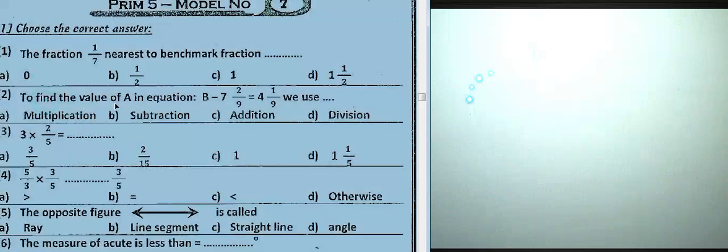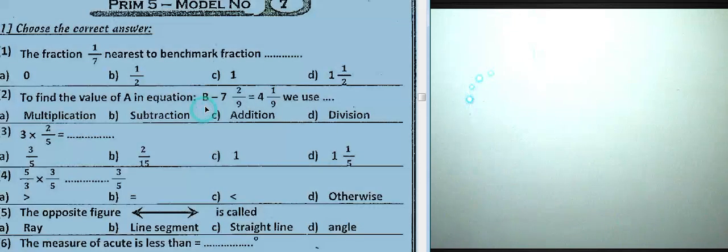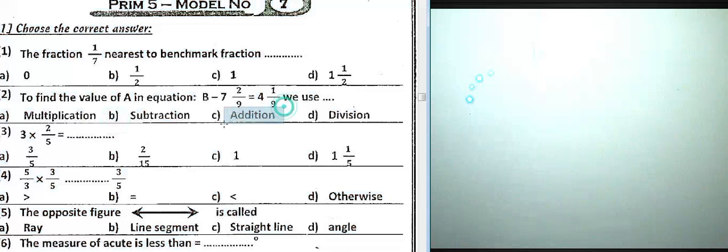To find the value of B in the equation B subtract 7 and 2 over 9 equals 4 and 1 over 9, we are asked about the value of B. This unknown B is the minuend. To find the minuend you must add the subtrahend to the difference. To find the value of the unknown here you must use addition.